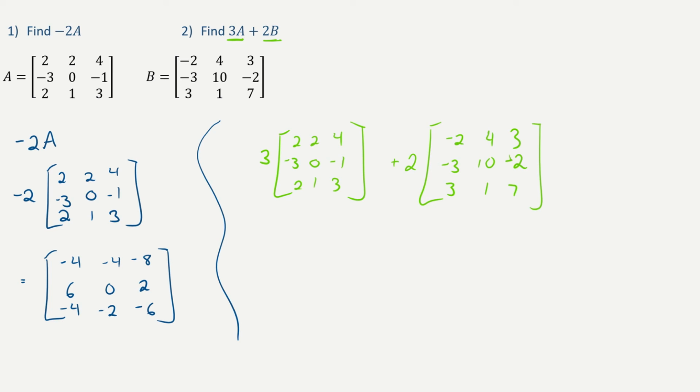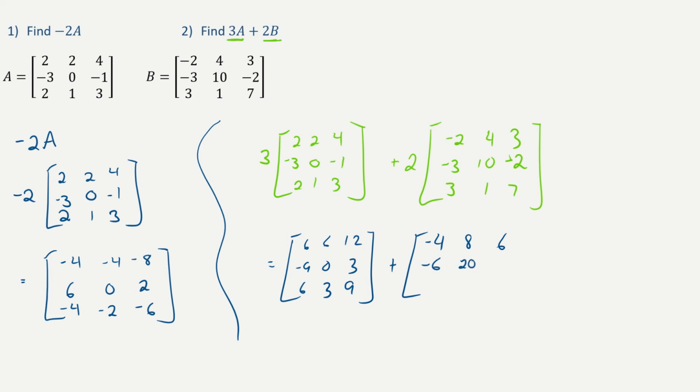So the first thing we do here is we'll go through and distribute, do the scalar multiplication. So I get 6, 6, 12, negative 9, 0, 3, 6, 3, 9. Plus now that B matrix, negative 4, 8, 6. So we'll distribute to every term. Every entry gets multiplied by 2. And now I add them. And remember, if you add, you do have to have the same dimension. So in this case, we have a 3 by 3 and a 3 by 3, so we are A-OK to add.